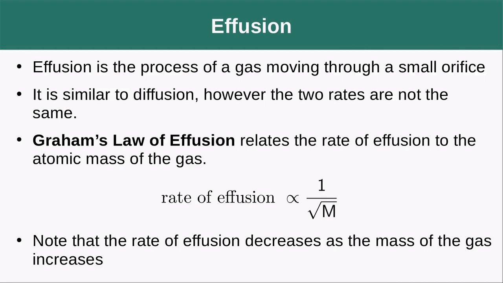Effusion is the process of a gas moving through a small orifice. It's similar to diffusion, however, the two rates are not the same. Graham's law of effusion relates the rate of effusion to the atomic mass of the gas. So here we have the rate of effusion, and this means that it's related to, and not necessarily exactly equal to, 1 over the square root of the atomic mass of the gas. We'll note that the rate of effusion decreases as the mass of the gas increases.